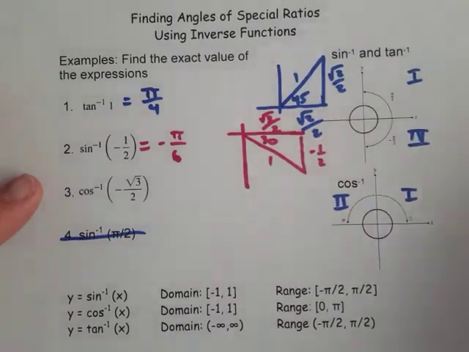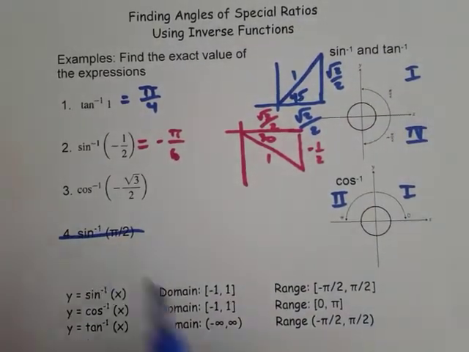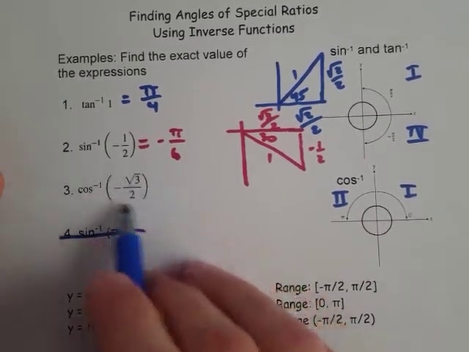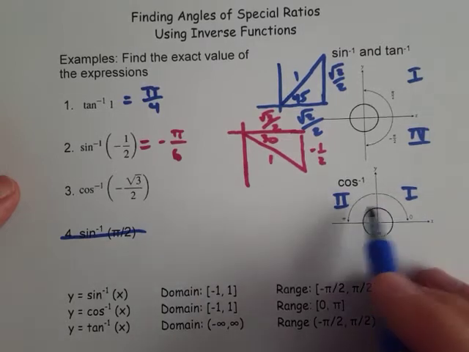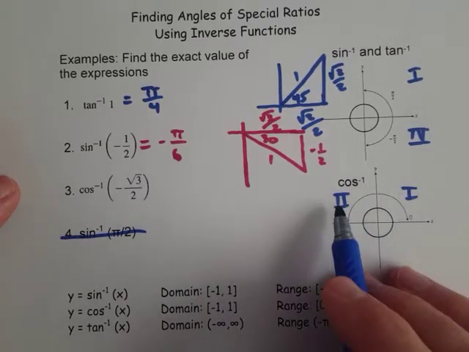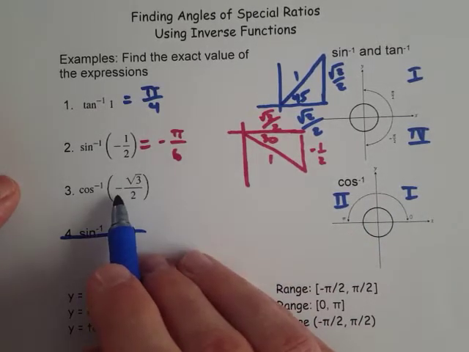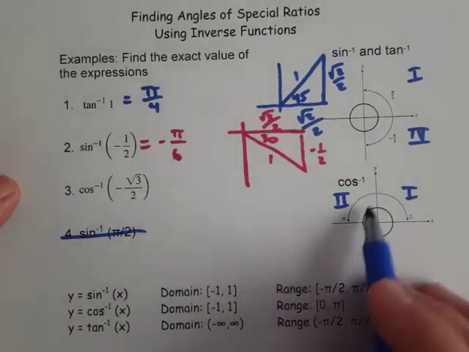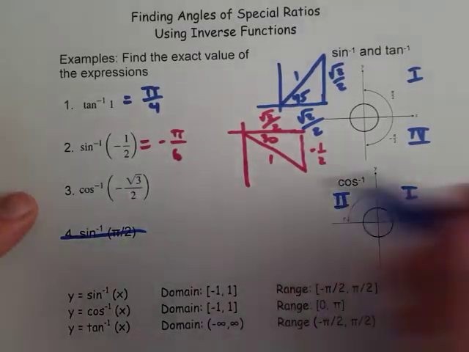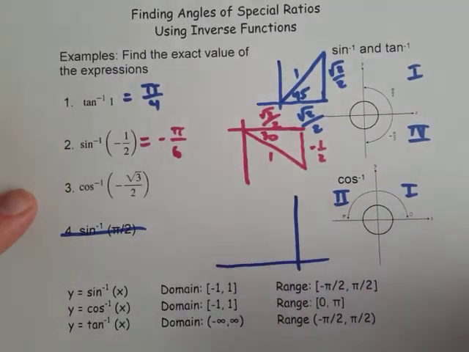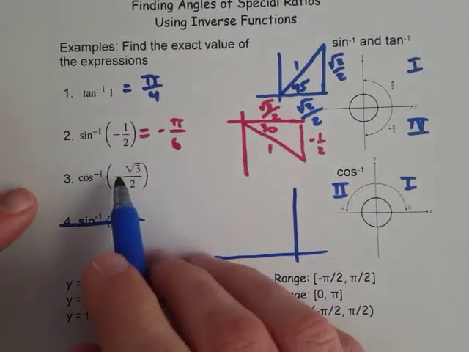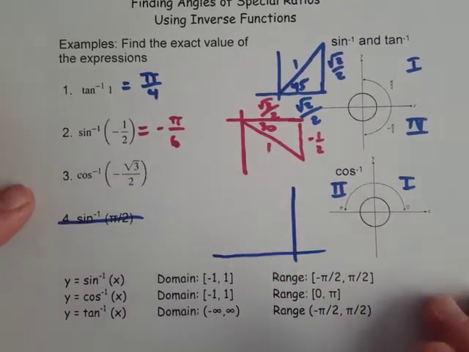The last one that we'll take a look at here on this example is cosine inverse of negative square root of 3 over 2. Again, first of all, we need to think about the quadrant with cosine inverse. It's either 1 or 2. Since this is negative, there are negative values in quadrant 2, so I'm going to use quadrant 2 in this case. So quadrant 2, we need the cosine to be negative square root of 3 over 2.